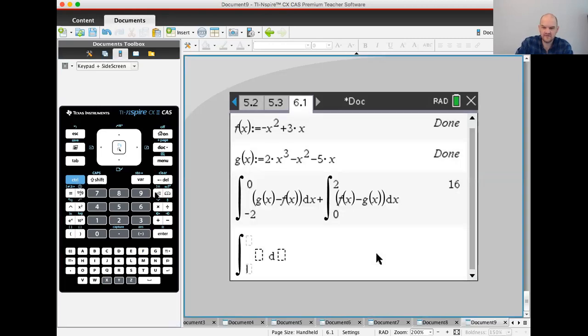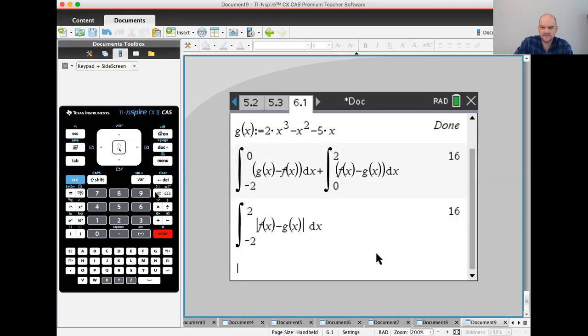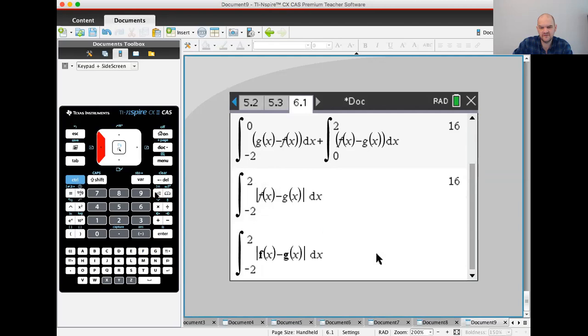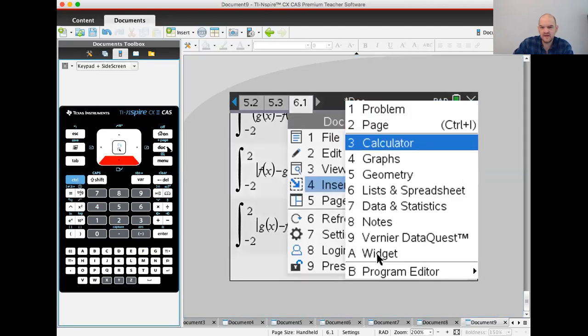What if I do the integral from -2 to 2 of the absolute value of f of x minus g of x dx? I get that. What if I made it g of x minus f of x? So these are the things, when you wonder, don't wonder, just do. We get this. All right, I'll try it on a graph page.